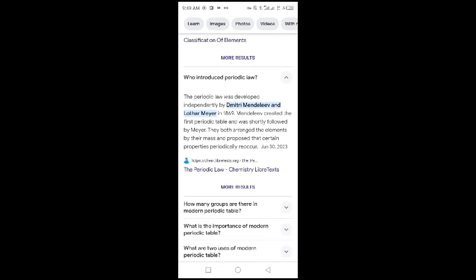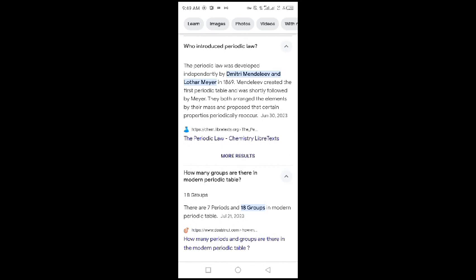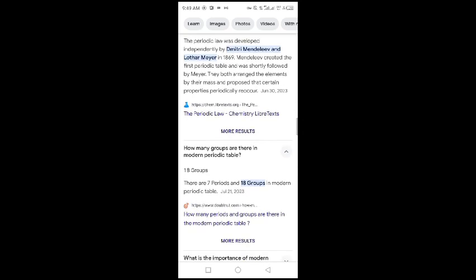How many groups are there in modern periodic table? Modern periodic table में कितने groups हैं? 7 periods हैं और 18 groups हैं modern periodic table में. There are 7 periods and 18 groups in modern periodic table.